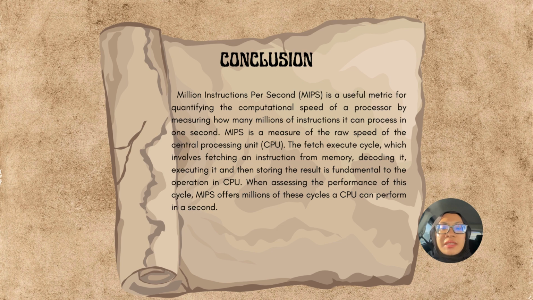The fetch-execute cycle, which involves fetching an instruction from memory, decoding it and executing it, and then storing the result, is fundamental to the operation of a CPU. When assessing the performance of the cycle, MIPS offers millions of these cycles a CPU can perform in a second.